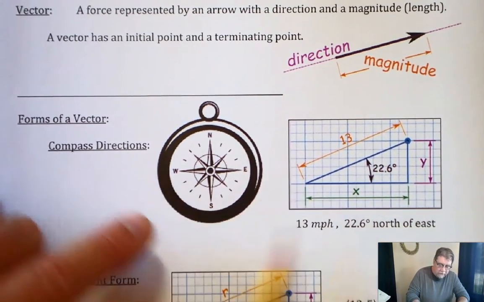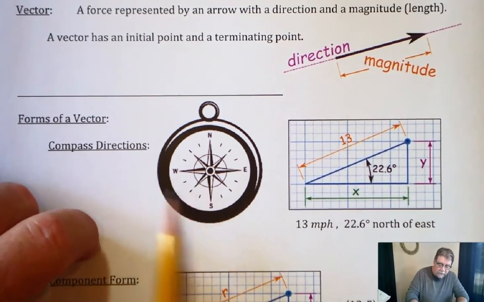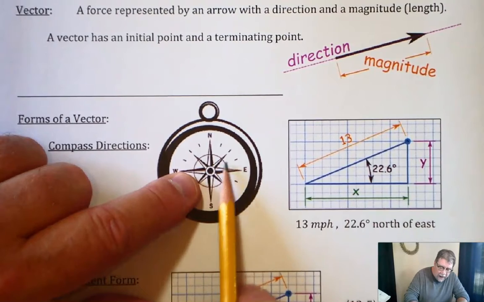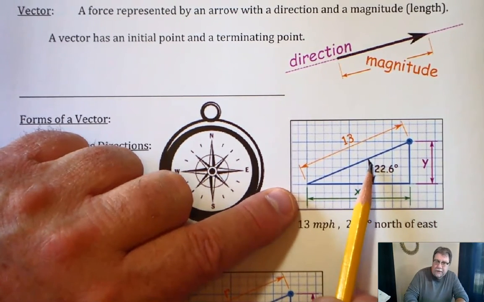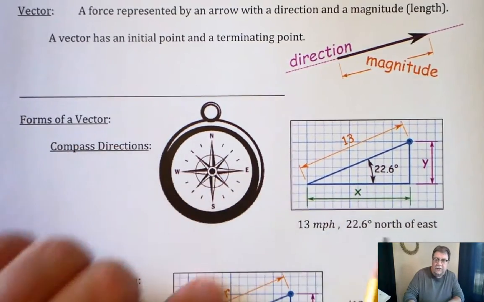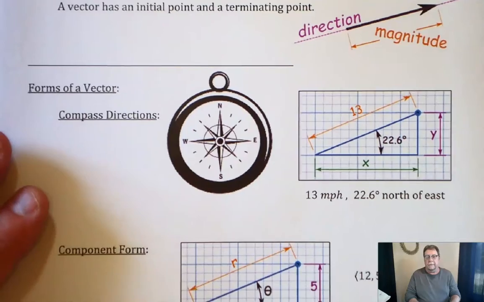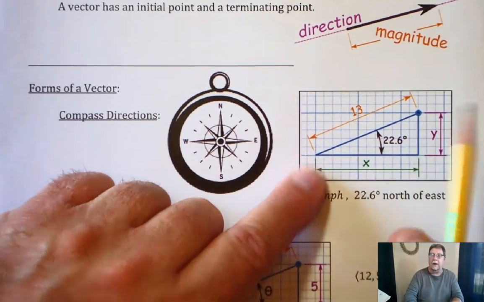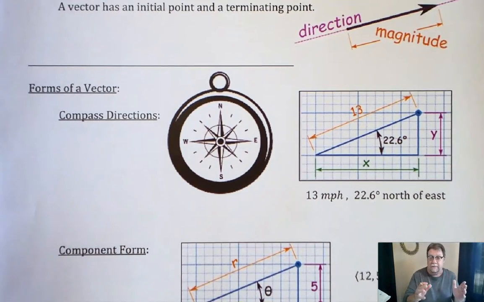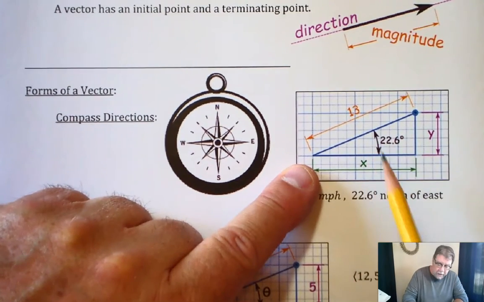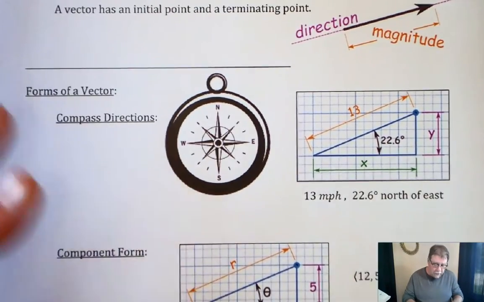This is east. If you think of your compass directions as north, south, east, west, this vector is going at an angle, kind of up in there. It is 22.6 degrees north of east. So we say north of east is the compass direction, and then we put the angle in there. So it's going at 13 miles an hour. That's the speed, the magnitude of the vector, and then the direction of the vector is 22.6 degrees north of east. And so we'll have some that are moved around a little bit.